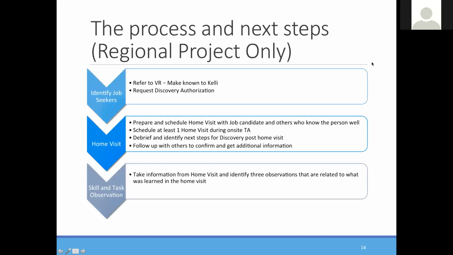Okay, so the process for this project only. You want to identify the job seekers, which I believe all of you have done. And you want to make sure that those individuals are referred to VR and made known to Kelly. So if you haven't let Kelly know who those people are, you need to do that right away. And then request a discovery authorization for those individuals so that we can ensure that you're getting paid for the services that you're going to provide. And then from there, once you know who these folks are, you've made them known to Kelly, Kelly says, great, that's wonderful. Let's go ahead and get discovery authorized.